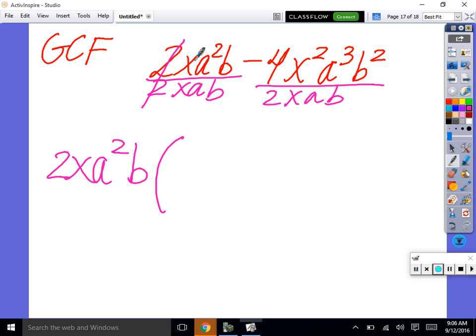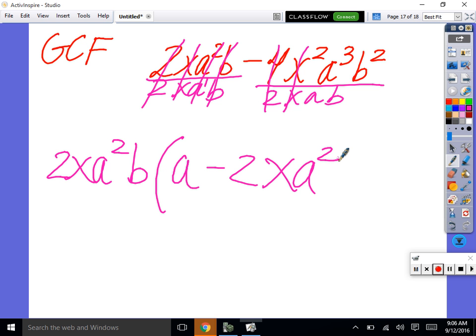2 over 2 is 1, x over x is 1. A squared over a to the first is a, correct? B over b is 1. Negative 4 divided by 2 is negative 2. X squared over x is x. A cubed over a is a what? Squared, right? 3 minus 1, guys. B squared over b is b, correct?